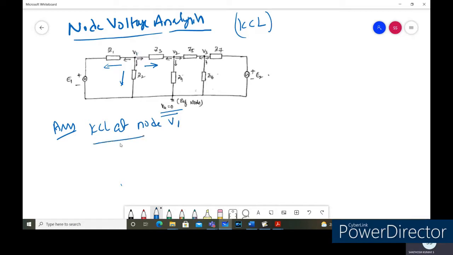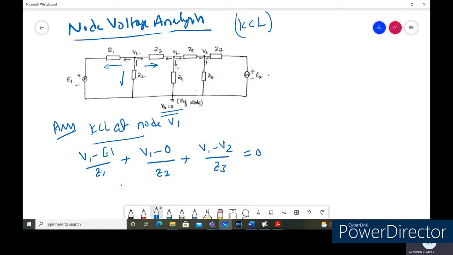At node V1 we are going to apply KCL. At node V1, we assume the currents are leaving the node. So it is (V1 minus E1) divided by Z1, plus (V1 minus 0) divided by Z2, where 0 is the reference voltage, plus (V1 minus V2) divided by Z3. So this is equal to 0.